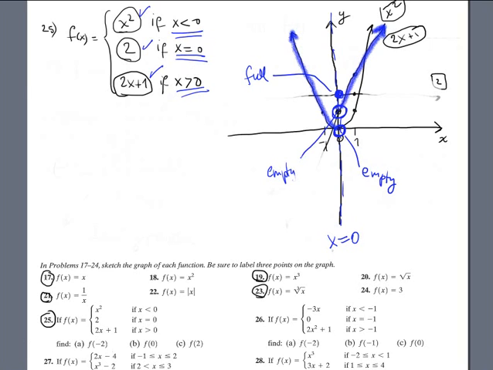To evaluate f, suppose we evaluate at negative 2. Negative 2 belongs to this interval because it's a negative value. So we use this law. This is equivalent to negative 2 squared, which is 4.